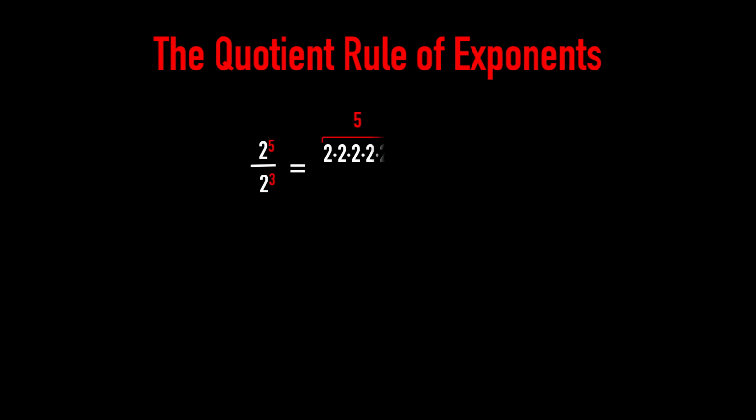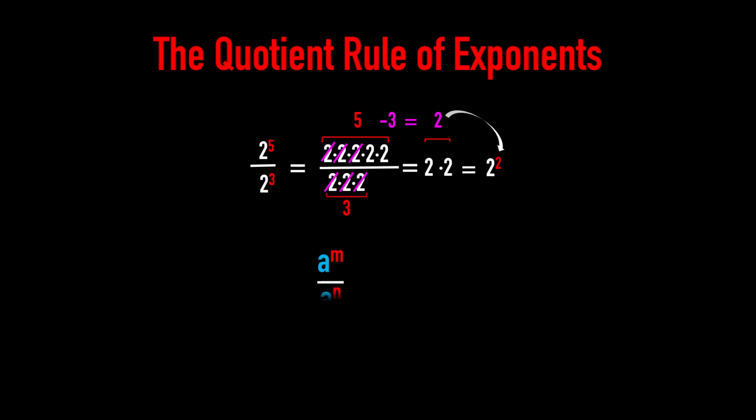The quotient rule of exponents. Again, take a specific case. 2 to the 5th divided by 2 to the 3rd. That's 5 2's divided by 3 2's. We cancel the 3 2's. 5 minus 3 is 2. What remains is 2 2's, which equals 2 squared. From this, people generalize the rule. a to the power of m divided by a to the power of n equals a to the power of m minus n. This is called the quotient rule of exponents.